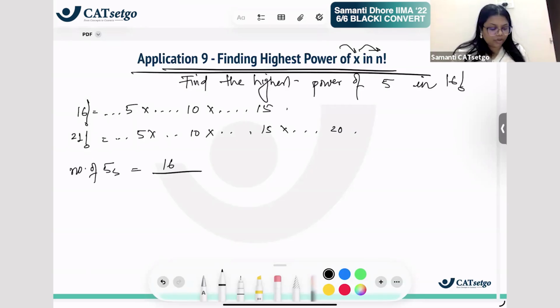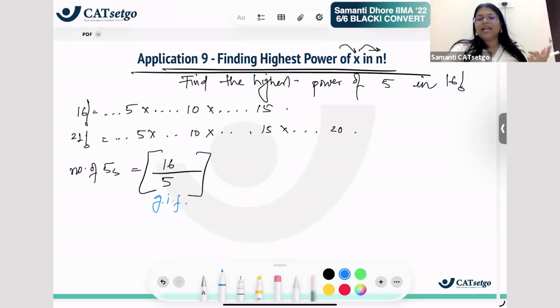So basically, the number of 5's that are there depends on whatever number is given to you, 16. You divide it by 5 and take the greatest integer. Do you remember the greatest integer function? What is the greatest integer function? That we have to report the integer value lesser than or equal to the answer that comes, right? This is the greatest integer function.